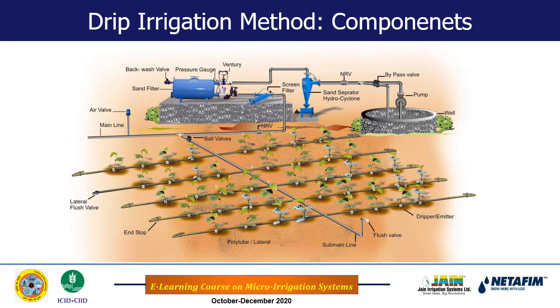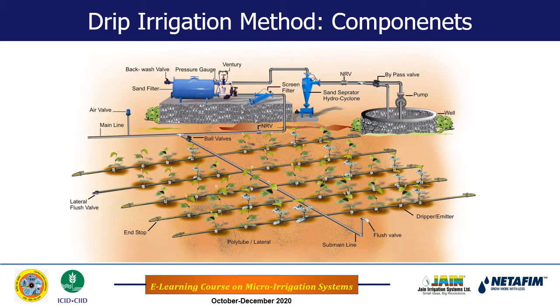And once the emitters are blocked, it is very difficult to notice those emitters, and also there will be variation in the discharge, or there won't be any discharge, and a lot of non-uniformity will be there. In fact, this non-uniformity will reach such an extent that the uniformity in surface irrigation will be better than in the drip irrigation method if we don't look into these clogged emitters. Okay, so for that the filters are required.